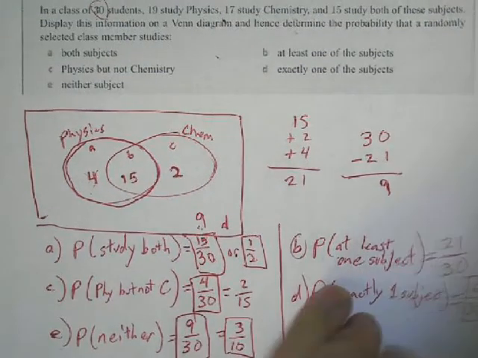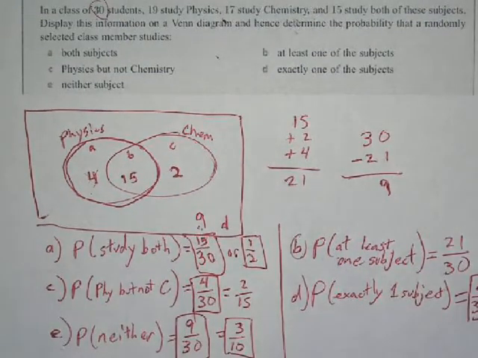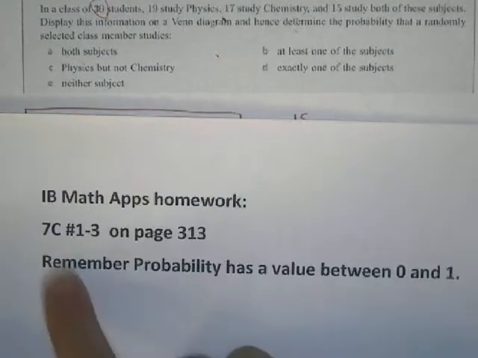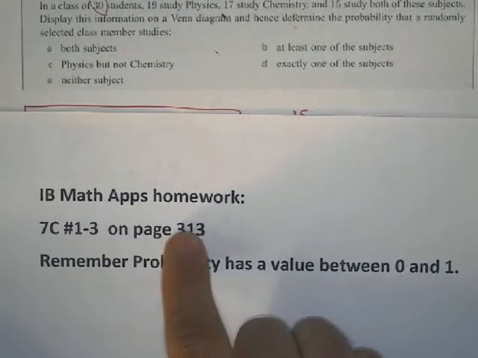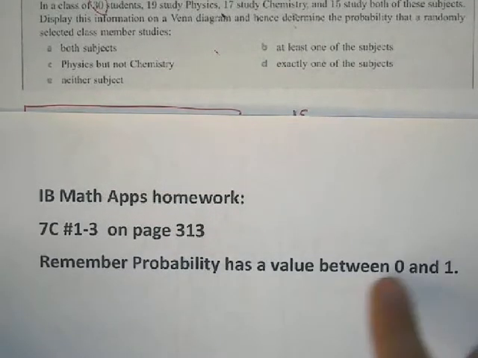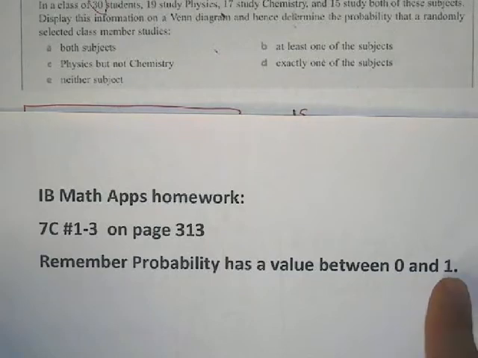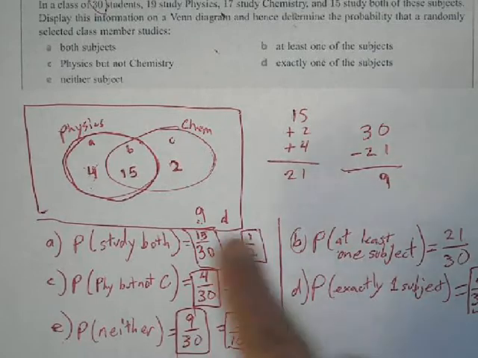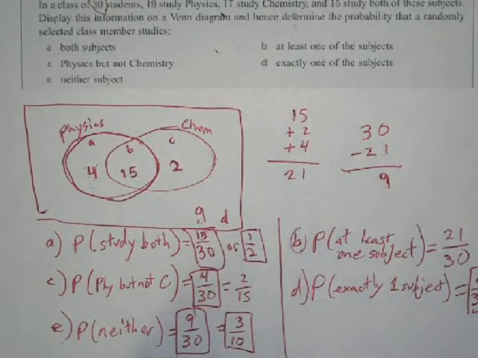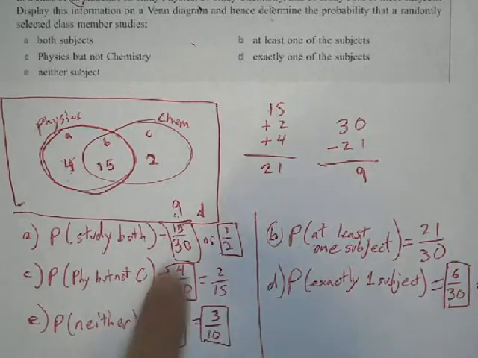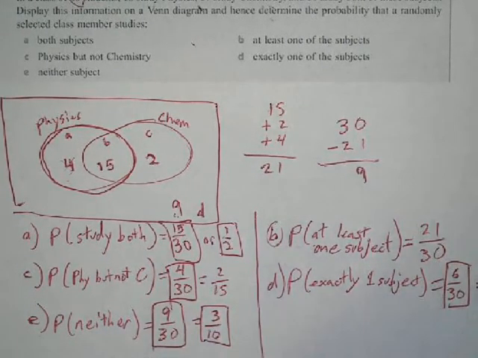So that said, your homework tonight is 7C, number 1 through 3, page 3 through 13. Remember, probability always has to be values between 0 and 1. So if you tell me your answer is 15 or 4 or 9, that's not correct. Probabilities always have to be fractions, or they could be decimals too, but they have to be between 0 and 1. All of these fractions are between 0 and 1.